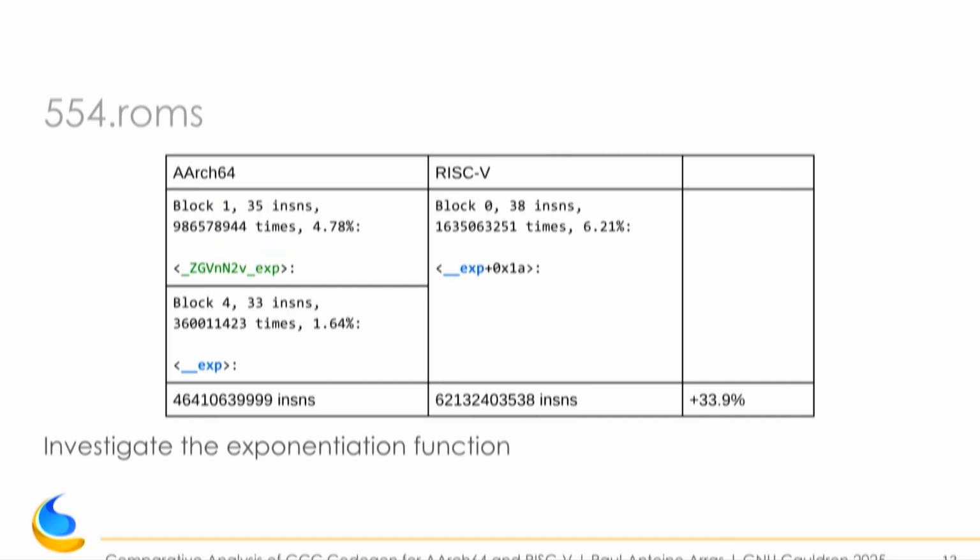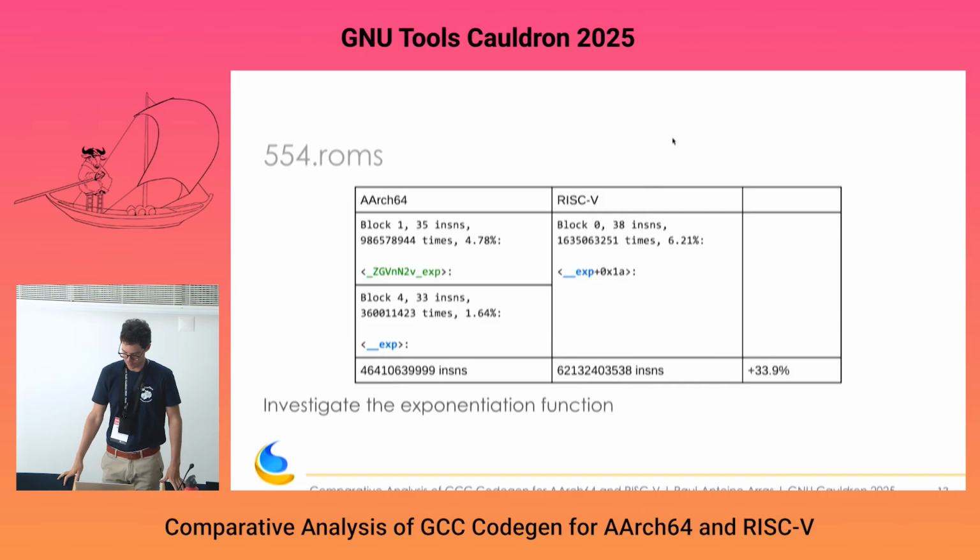Okay, so next benchmark. So here, ROMs. What do we have? This one is interesting because there is a kind of mismatch between the top blocks. If we look first at the RISC-V side, the very first block is relatively short, 38 instructions. It accounts for 6% of the run, so it's not as huge as before, but it's still significant. And this is the EXP, so the exponentiation function.